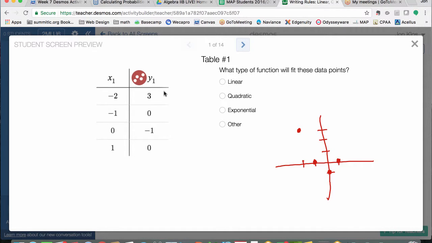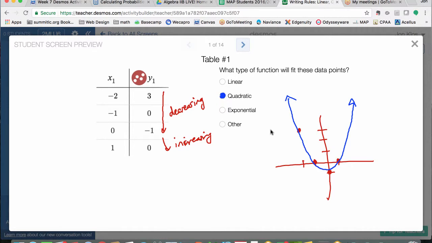Well, notice right here I'm decreasing, but then all of a sudden I do a turnaround. From -1 to 0 is increasing right there. Well, exponential functions don't do that. Linear functions don't do that. This is an example of a quadratic equation. And when you graph it, you can really easily see there might be something going on in terms of a parabola just like that. So what do we have here? We have ourselves a quadratic.